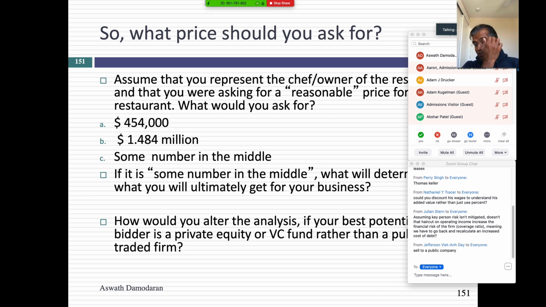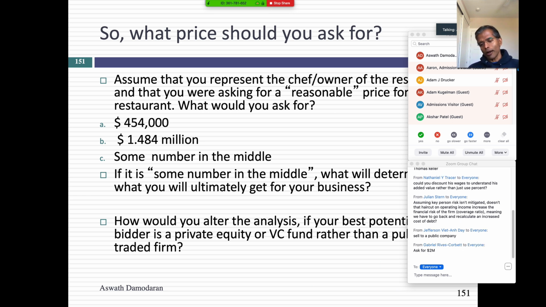So you have a potential public buyer, but don't assume the public buyer is going to offer you 1.484 million. If I were the public buyer, you know what I'm going to offer you, right? I'm going to offer you 456,000, and I'm going to act all generous. Look, I'm paying 2,000 more than you could have got. Now, Gabe says ask for 2 million. Nice try, Gabe. You're going to ask for 2 million, but remember the worst thing that can happen is your one potential public buyer walks out of the room and you're stuck with an investment banker to sell it to.